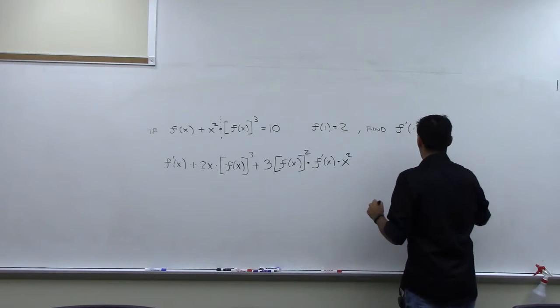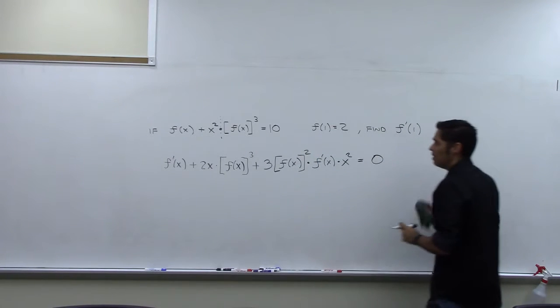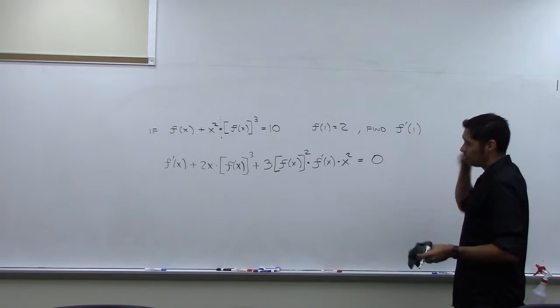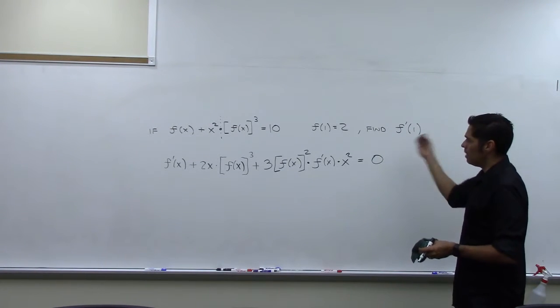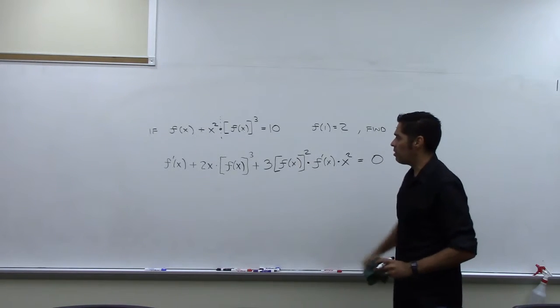That must equal 0, because the derivative of this side is constant, the derivative of a constant is 0. So this is it right here. I would now like to know what f prime of 1 is. So I'm wanting to know what's happening at the x value of 1. So I'm going to come in here and I'm going to replace all my x's with 1.